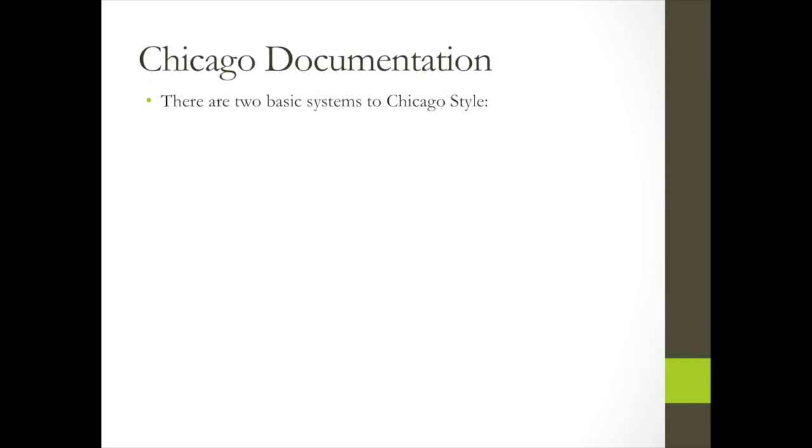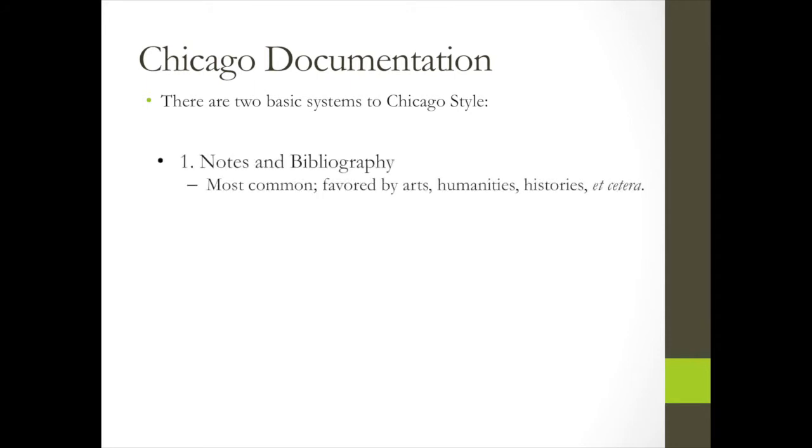I'm going to turn now briefly to Chicago documentation. There are 2 basic systems that are used when employing Chicago-style formatting. The first system is the notes and bibliography. This is by far the most common. It's most commonly used by the disciplines of arts, humanities, and histories, etc.